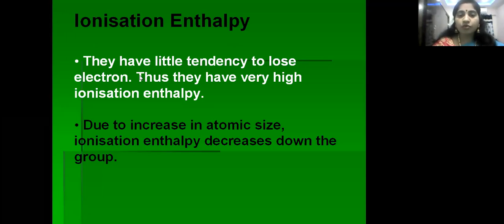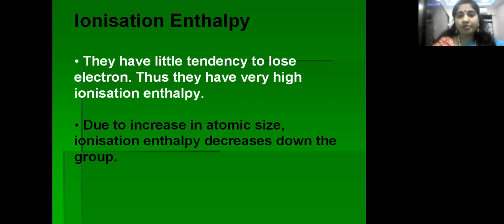Now, we know that group 17 elements have a small size. Because of that, ionization enthalpy is high. They have little tendency to lose an electron, thus they have very high ionization enthalpy, because they have ns2 np5 configuration. If they gain one electron, they will get noble gas configuration. So that's why they will not want to lose one electron. High energy is required to remove an electron from ns2 np5 configuration. On top of that, these group 17 elements have very small size. So because of that, ionization enthalpy for group 17 elements is very high, because ionization enthalpy is inversely related to atomic size.